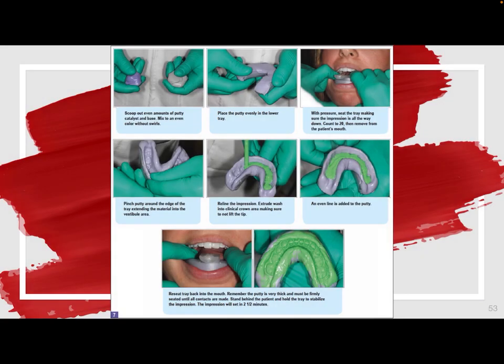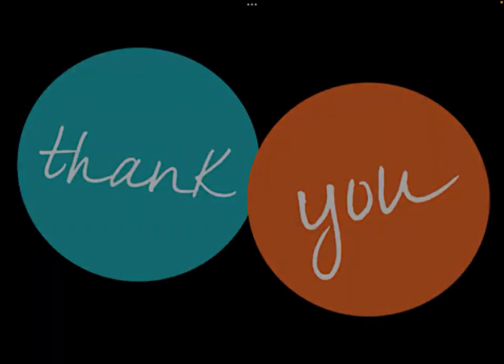Just to recap, in this picture, equal amounts of putty are taken, placed on the tray and placed in the patient's mouth. Once that is done, the cellophane sheet is removed and the light body is placed in the tray as well as in the position where the tooth is being prepared, and then placed in the patient's mouth and an impression is taken. So these are the different techniques.